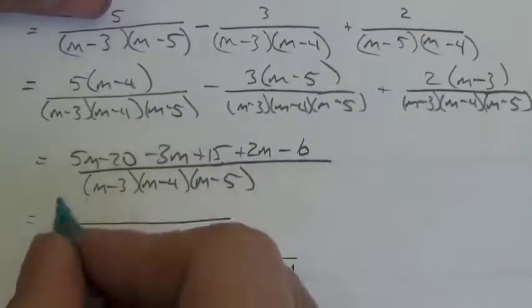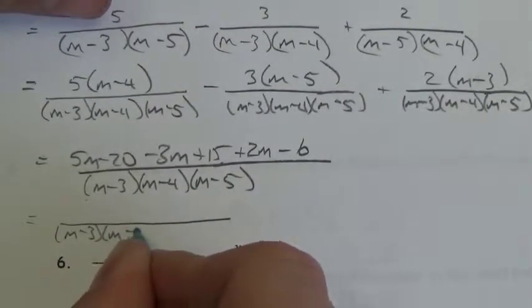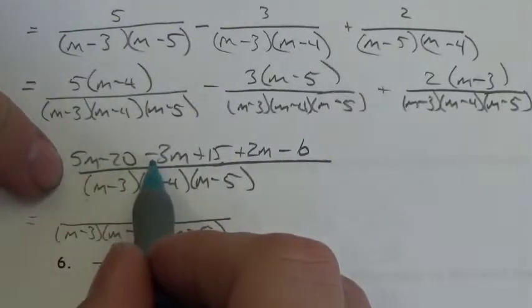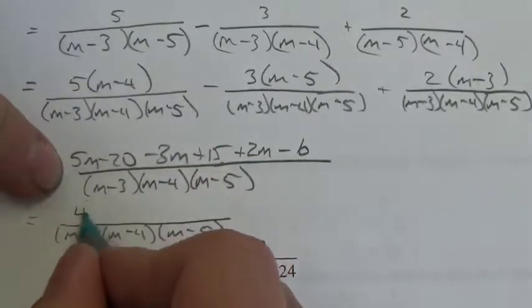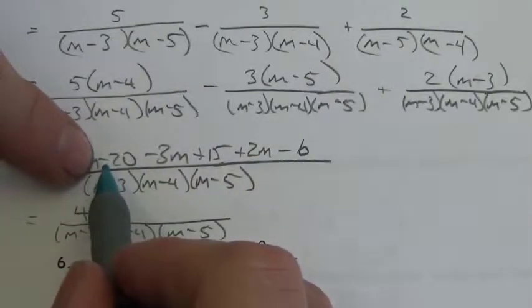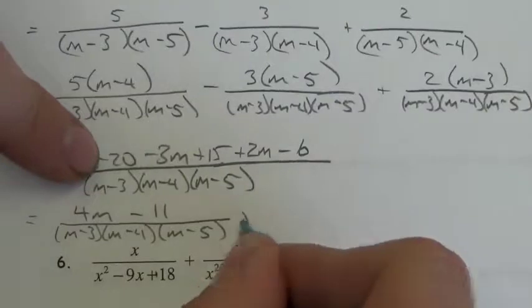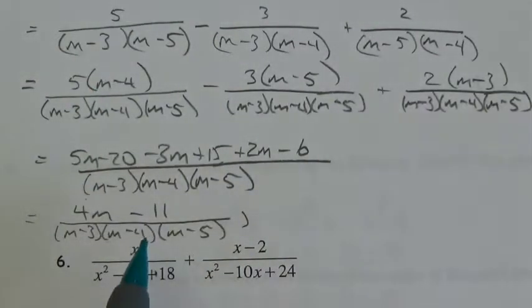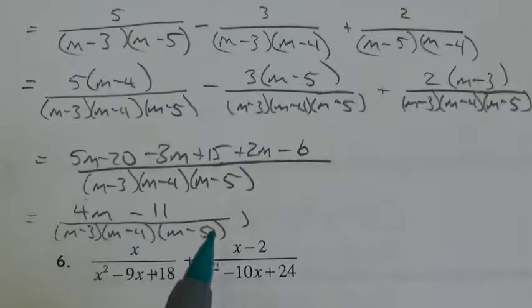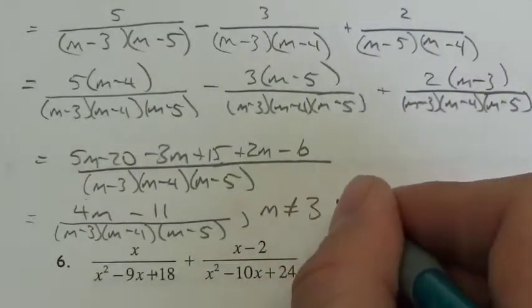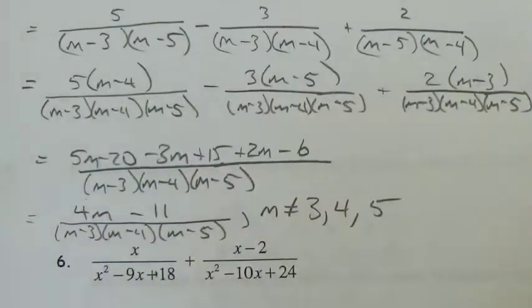Okay, now my denominator stays the same, m minus 3, m minus 4, m minus 5, and I'm just going to simplify. So 5m minus 3m is 2m, plus 2m is 4m. Negative 20 plus 15 is negative 5, minus 6 is negative 11. Now, normally at this point I would be looking to factor the numerator to see if there's anything I can cancel, but that 11 is really killing that idea. I'm not going to be able to factor out that 4, so this is kind of the end. So I'm simply going to state my non-permissibles. m cannot equal 3, 4, or 5.